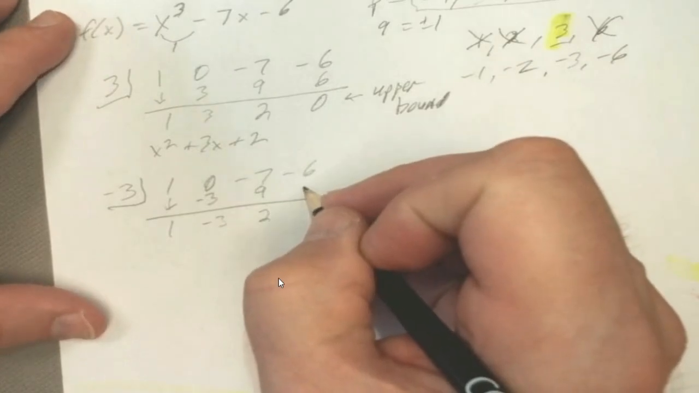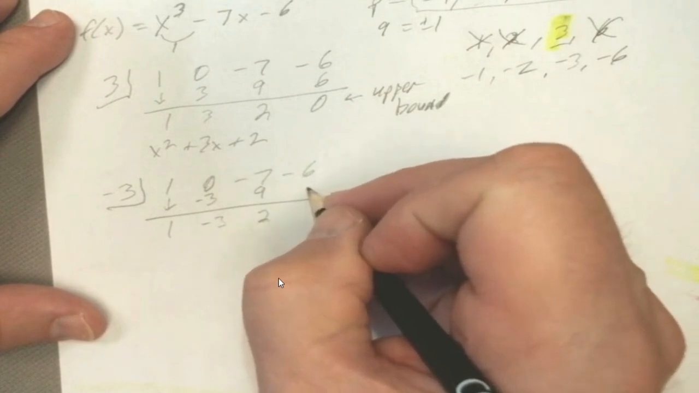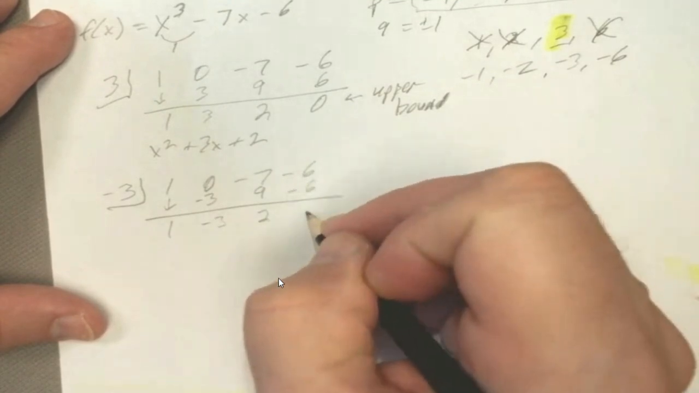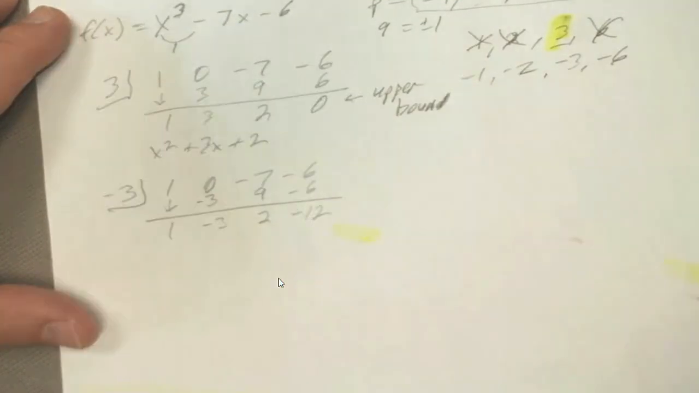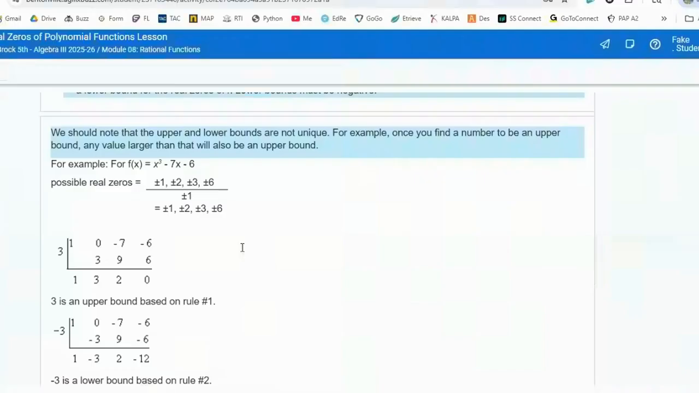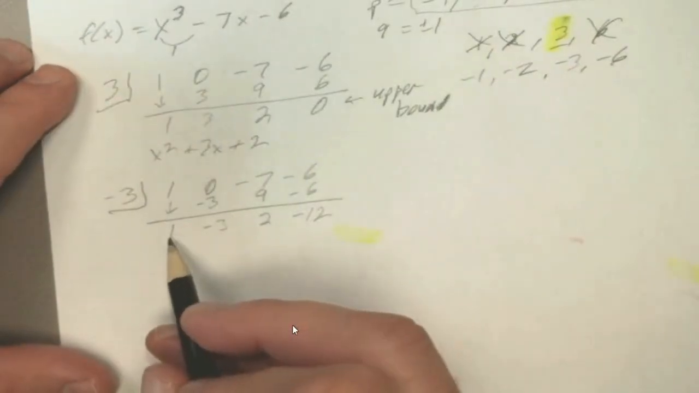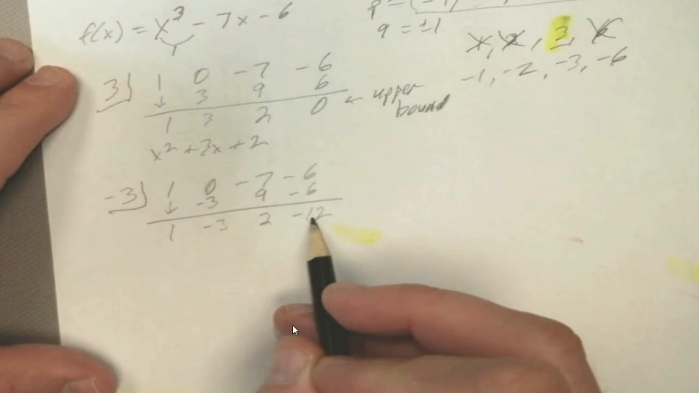-3. Is that right? Am I doing all right? That's -6. That's -12. Okay. Did they get -12 in that? Yes, they did. They alternate positive, negative, positive, negative.